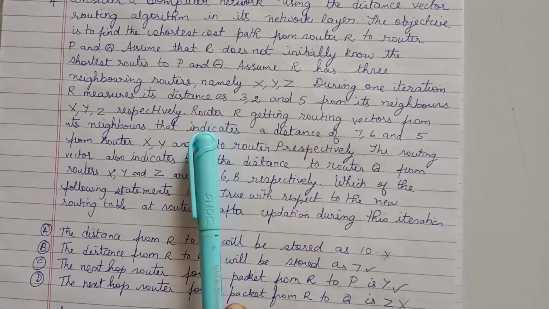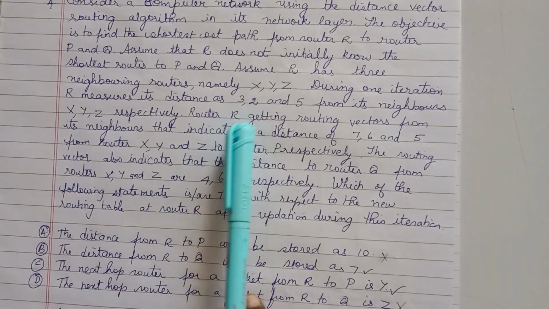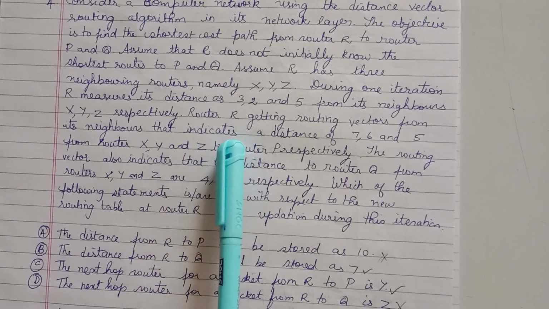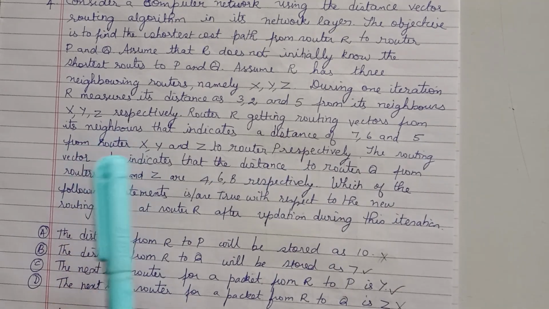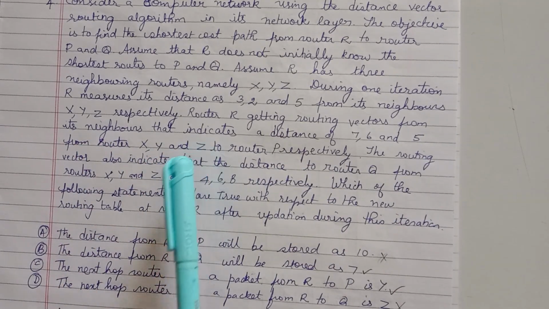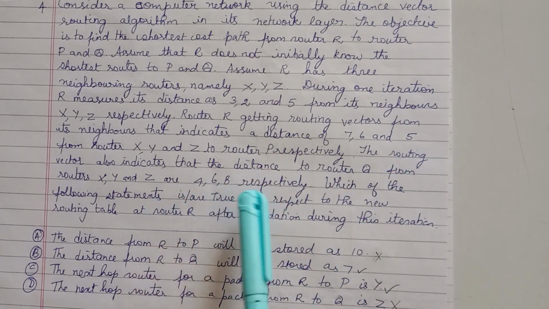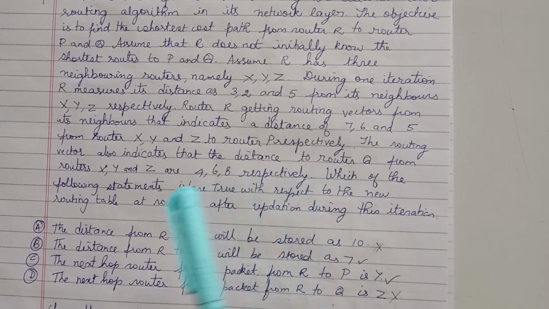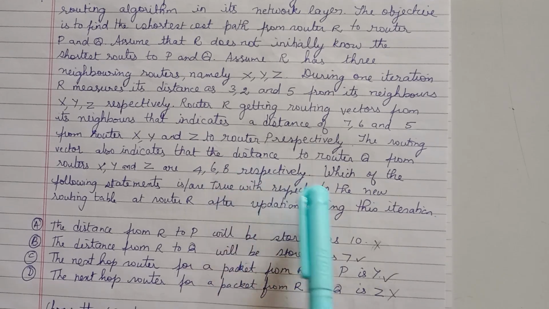Next, router R gets routing vectors from its neighbors X, Y and Z. It indicates that it has a distance of 7, 6 and 5 from routers X, Y and Z to router P. Similarly, the routing vector also indicates the distance to router Q from the neighbors X, Y and Z is 4, 6 and 8 respectively. So this is the data given.